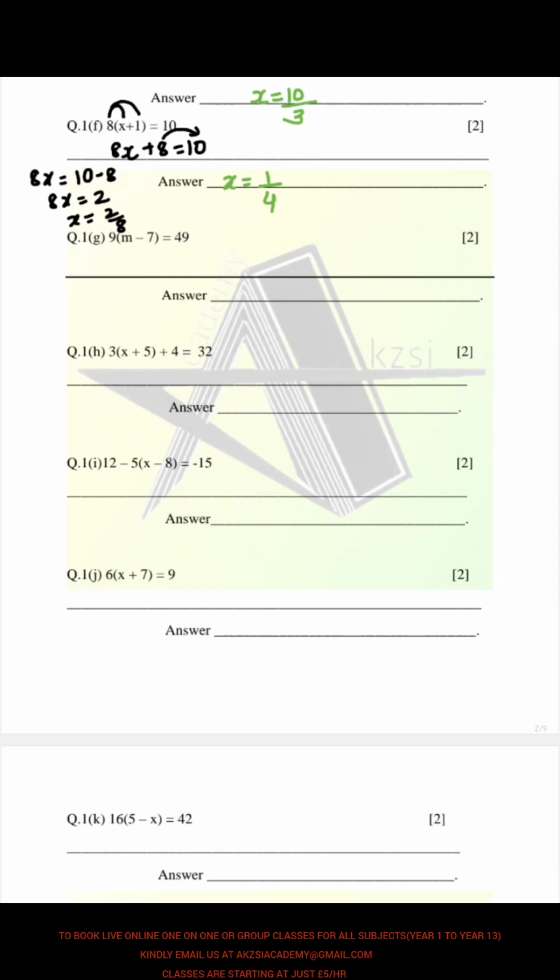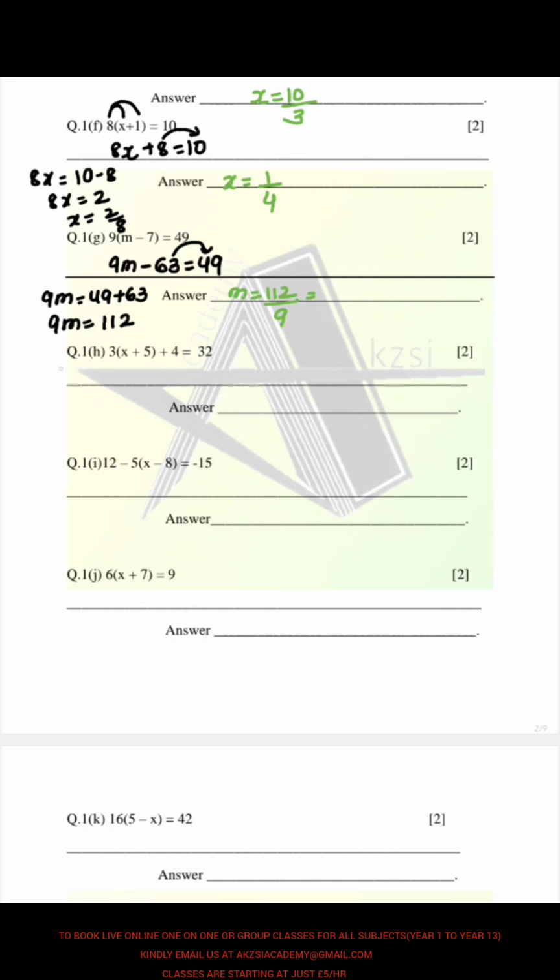The next is the same, we have to expand the brackets. 9 times m minus 7 equals 49. So on expanding, I will get 9m minus 63 equals 49. Now transposing 63 onto the right hand side, we will get 9m equals 49 plus 63. So 9m equals 112. And finally, m equals 112 over 9, which cannot be simplified further. So we will leave it like this.